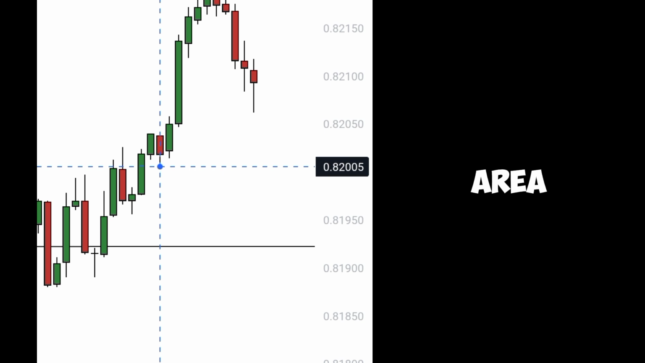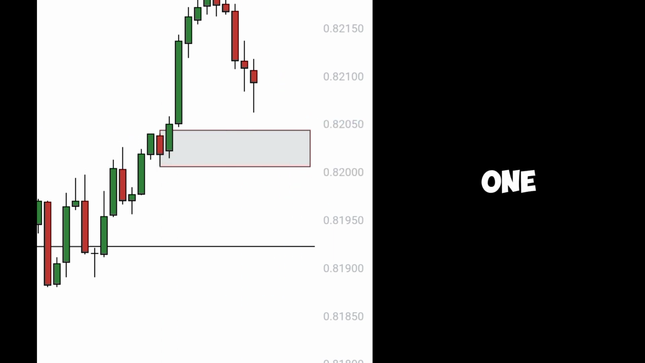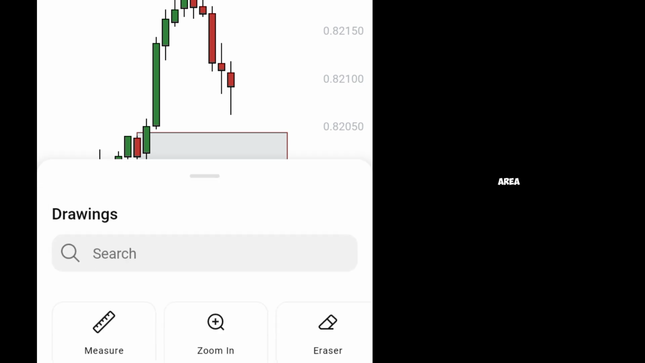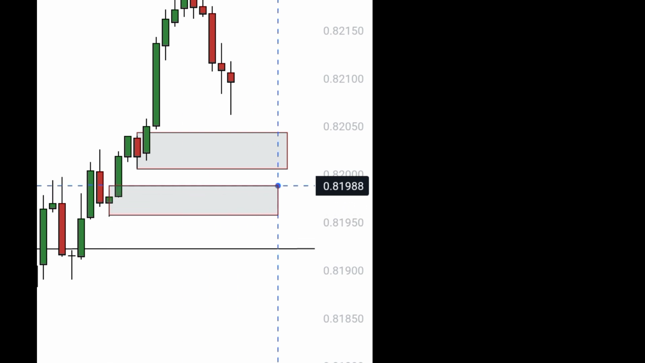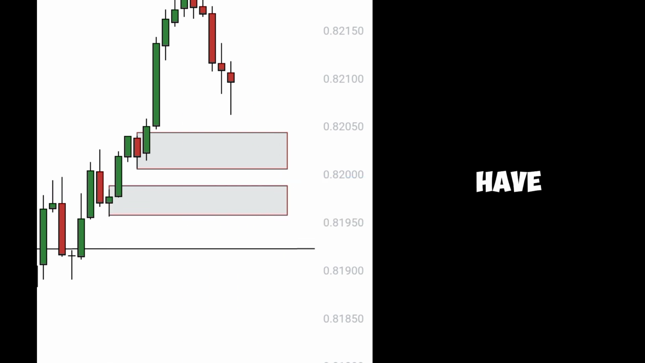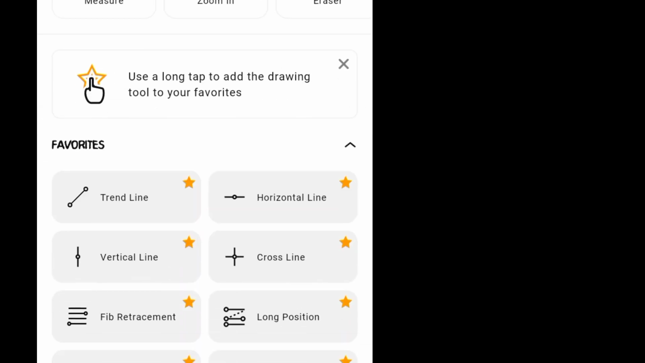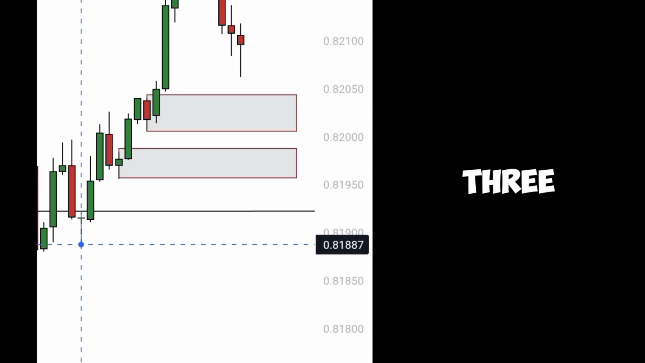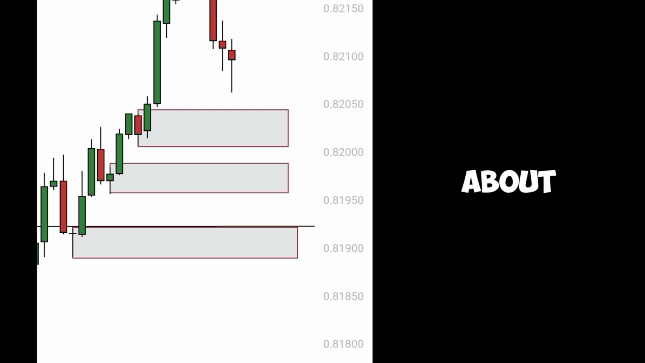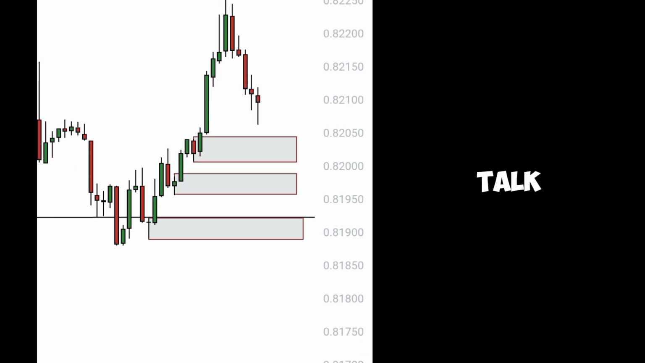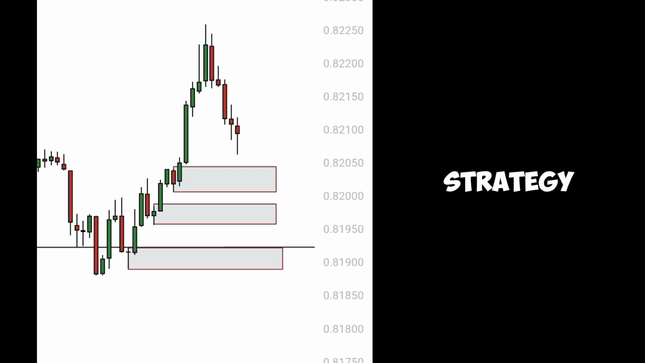So I have this area here, which is one. I also have this area, which is two, and then I have this area, which is three. Today I'm not talking about strategy. You can check out the previous videos where I talked about trading strategies, so you can learn from some of those strategy videos.